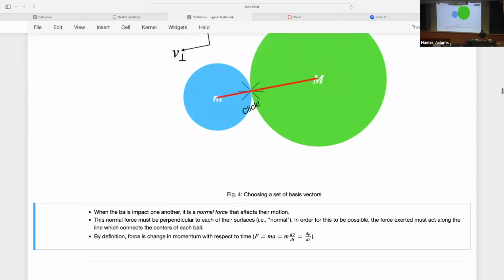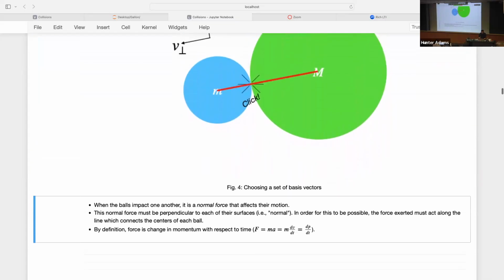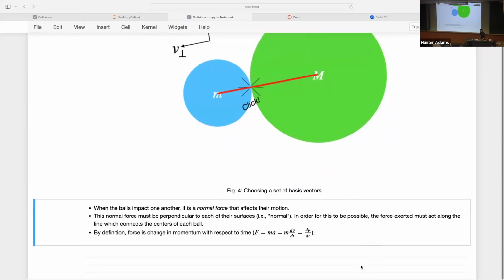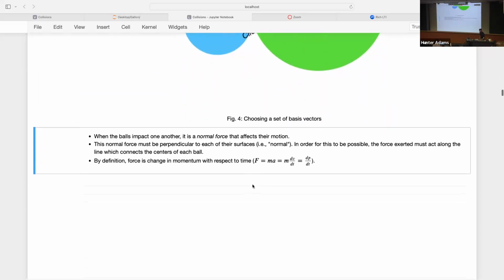So if we do that, this is just summarizing the points that I just sort of waved my hands at. Let me just make sure I hit all of them. Like I said, it's the normal force that affects their motion, the collision between two surfaces. That force is perpendicular to these two surfaces, so it must act along the line that connects the centers of the balls. And remember that by definition, force is change in momentum with respect to time. That is the definition of force. And so that means the only change in momentum is in the direction of this force, the line that connects the centers of the two balls.